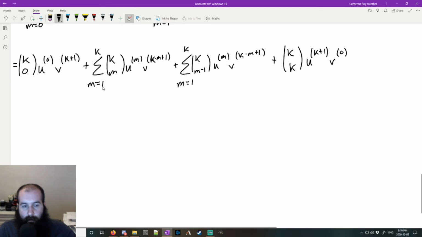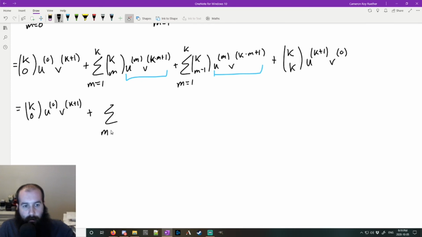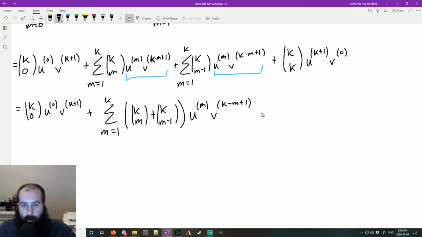Now, finally, this goes from 1 to k, this goes from 1 to k, so I can add these. And since these parts here are the same, when I add them, I can just add coefficients. So we get k choose 0, u to the 0, v to the k plus 1, plus a sum from 1 to k of the exponents get added, or the coefficients get added. And the terms are these. And we have this term on the end.